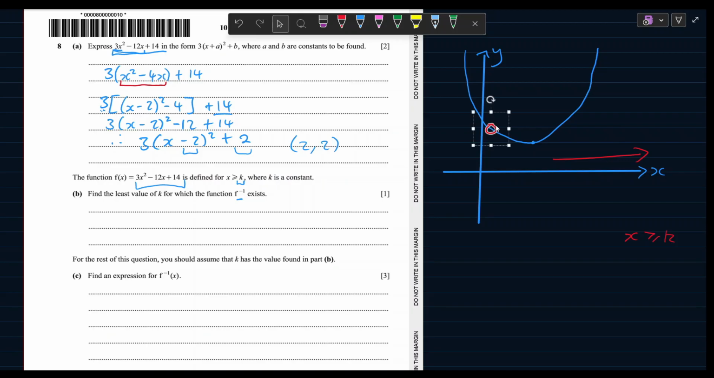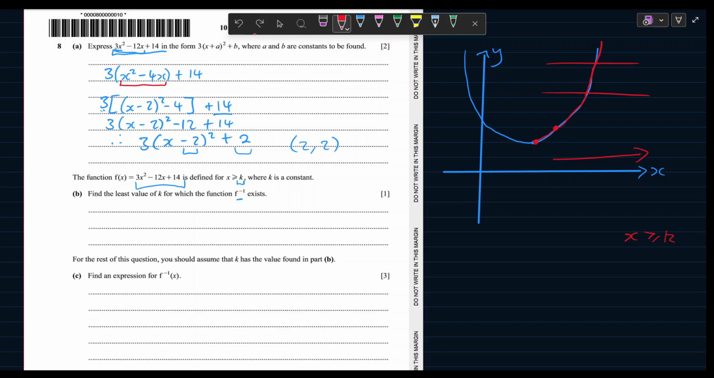So say, for example, we decide we just want to take this part of the graph. Obviously, this is one-to-one because at any given point, we're only intersecting once. That's fine. But the problem is, this is not going to be the least value of k. The least value of k is going to be at the turning point, because as soon as you go beyond the turning point, now we start to have 2 points of intersection. So at the turning point, that's going to be our least value of k.